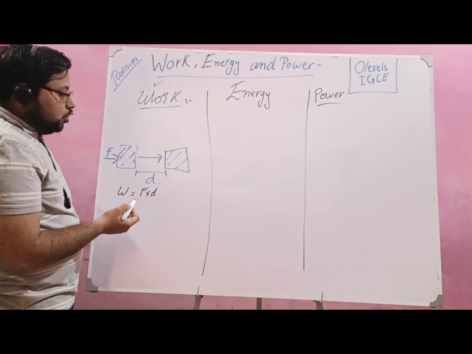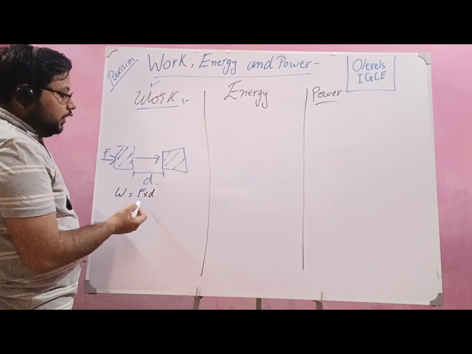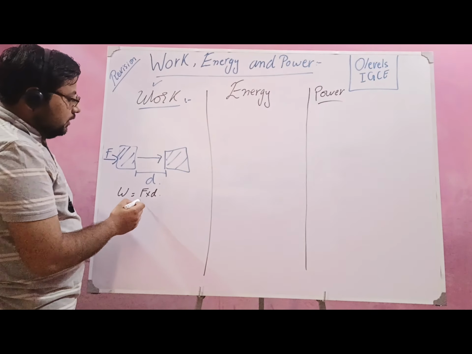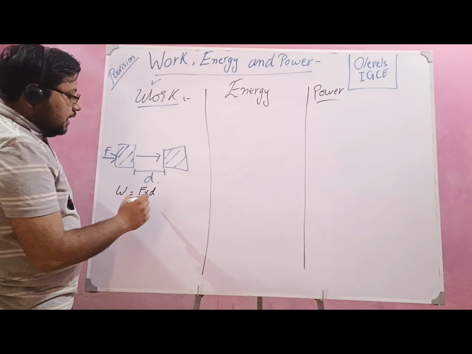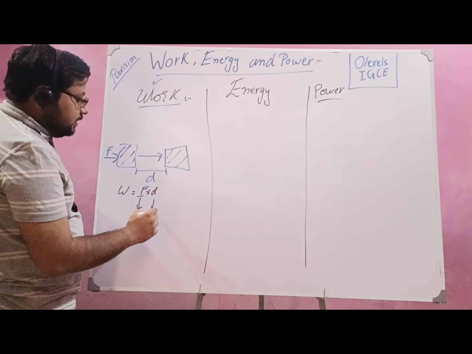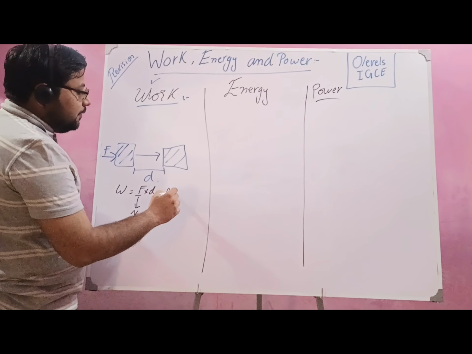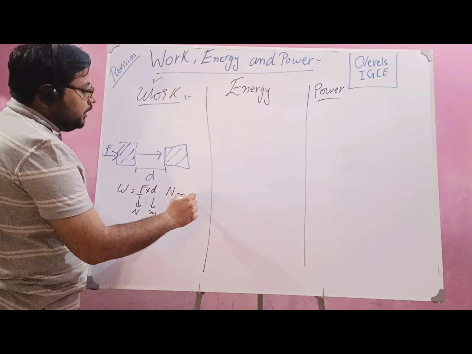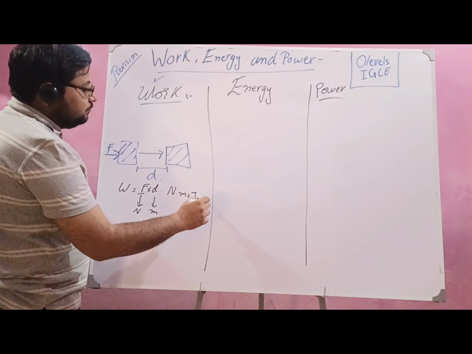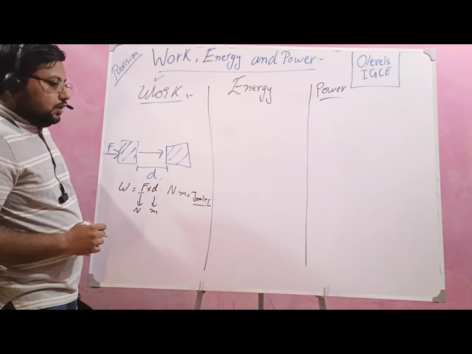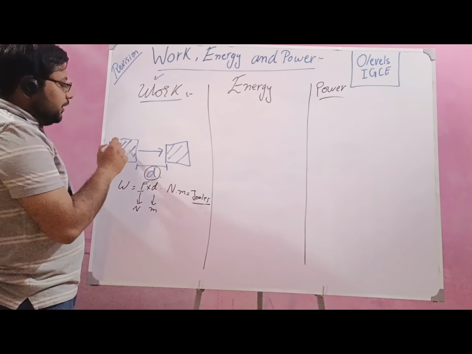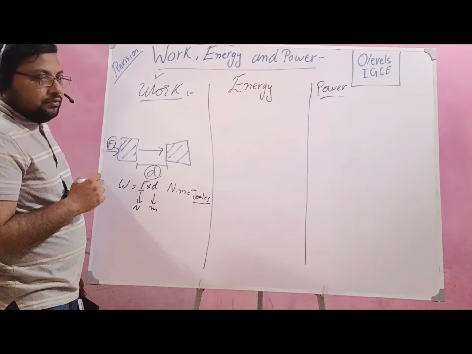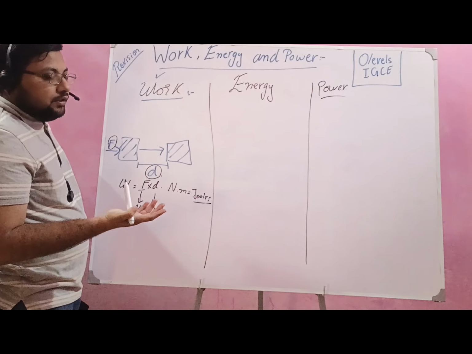Now we can also work out the unit for work. That will be Newton from the force and meter from the distance, so it will be Newton meter. Collectively the unit will be joules. Work is dependent on these two quantities. If any one of them is not there, work is not done.